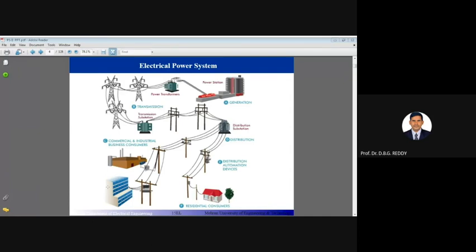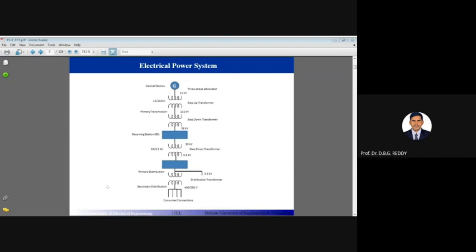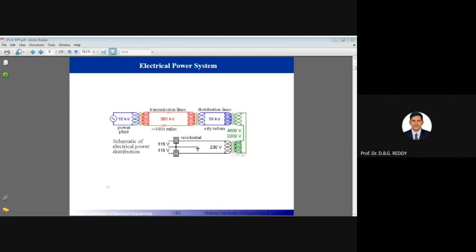Now you can see this slide is also very important. All the functions are shown here. Now, the electrical power system: the generating station. You can see the major functions of power transmission: the central station with a three-phase alternator, after that a step-up transformer, and after reaching the load center, again a step-down process. This is also the electrical power system.